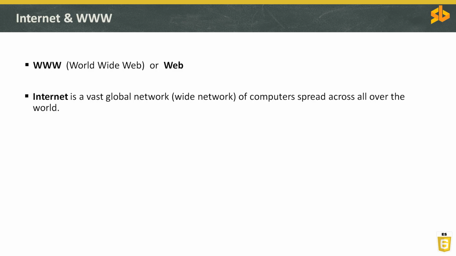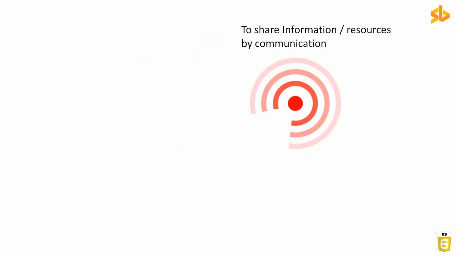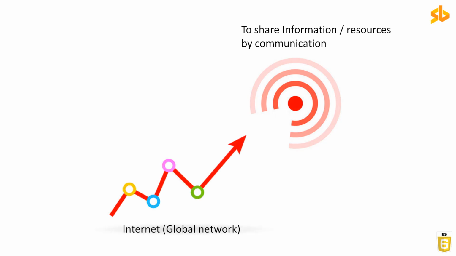Let's start by understanding the two most important terms, Internet and WWW, acronym for World Wide Web, or in short, Web. Internet is a vast network of computers spread all over the world. By connecting to this wide network, the Internet, people can share information and communicate with each other. So, if our goal is to share information and to communicate, then the Internet is the means through which we can achieve this goal.